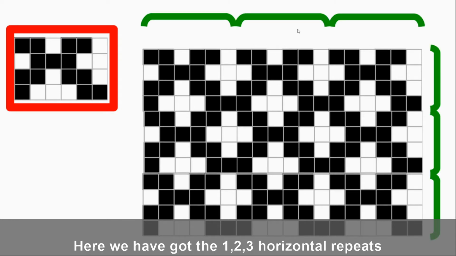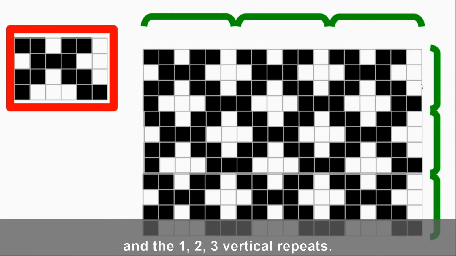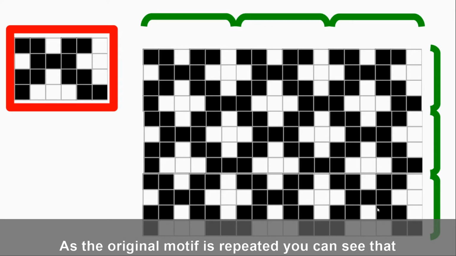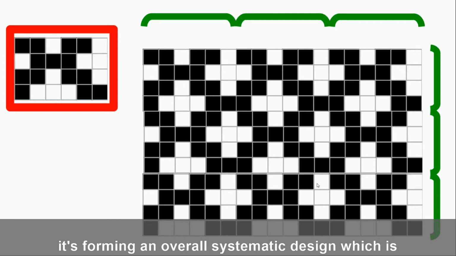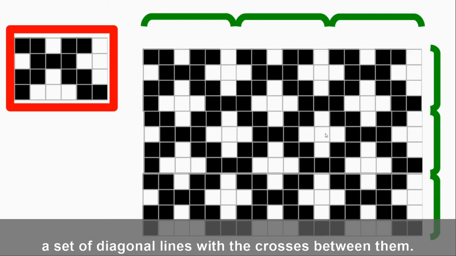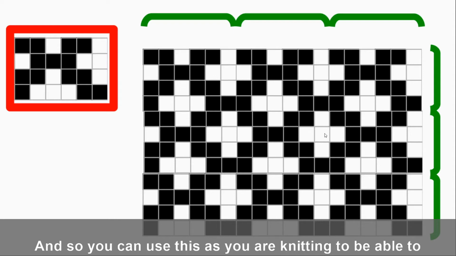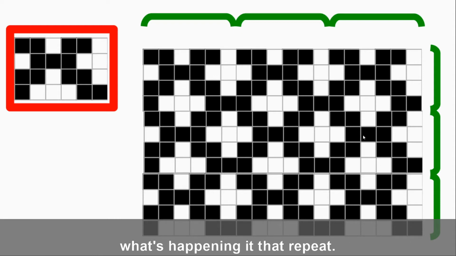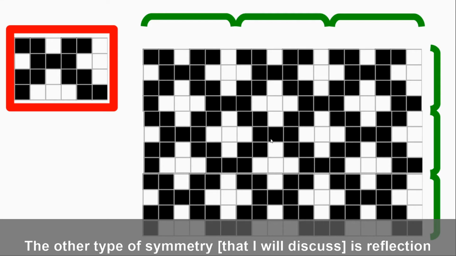So here we've got the 1, 2, 3 horizontal repeats and the 1, 2, 3 vertical repeats. And as the original motif is repeated, you can see that it's forming an overall systematic design, which is a set of crosses on a background, or if you prefer, a set of diagonal lines with those crosses in between them. And so you can use this as you're knitting to be able to compare what's happening in this repeat with what's happening in that repeat.